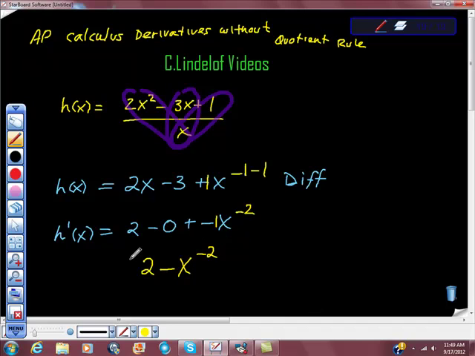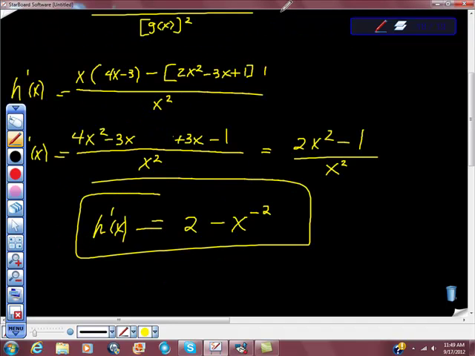Look at this answer. You like this answer? Is it your favorite answer today? If we go back and look, check that out. Same answer. Which one took more time? Quotient rule or the way we just did it? I think the quotient rule took a lot more time, so it's one of those things. All right?